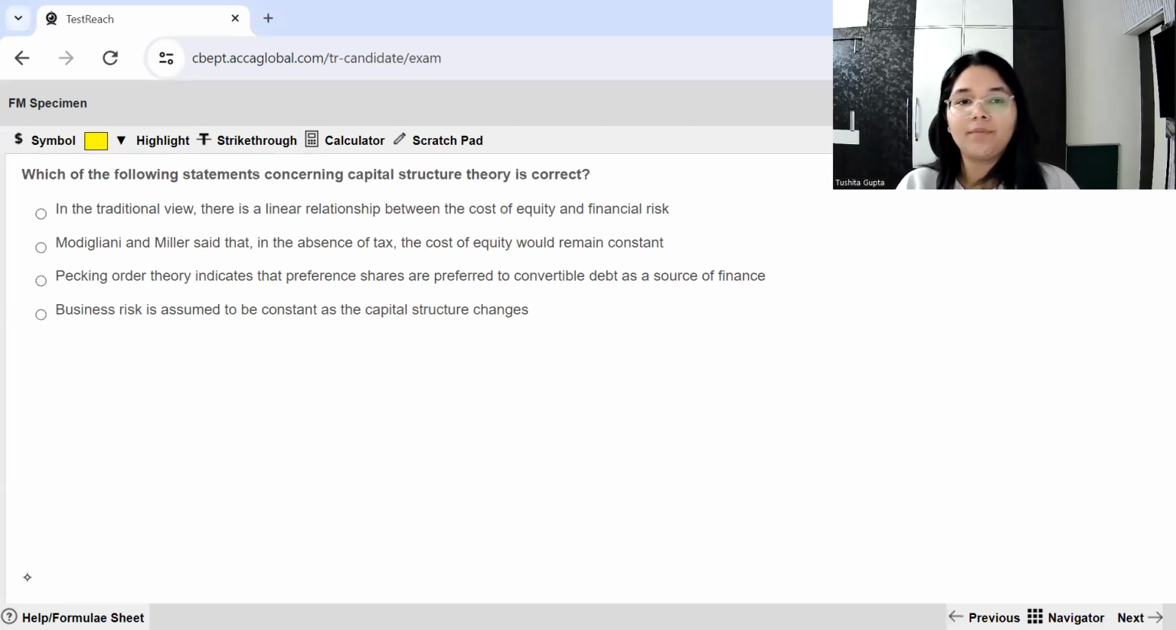Which of the following statements concerning the capital structure theory is correct? So let's have a look. To answer this question, your understanding of the capital structure theories is required to be very good. Only then will you be able to identify which of the statements is right and which is not. Moving on to the first statement. In the traditional view, there is a linear relationship between the cost of equity and your cost of financial risk. Now this statement is not correct.